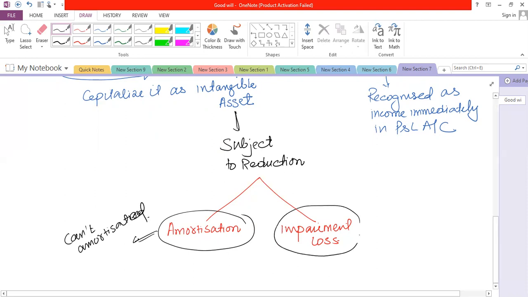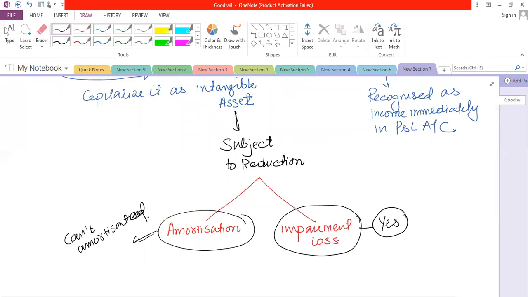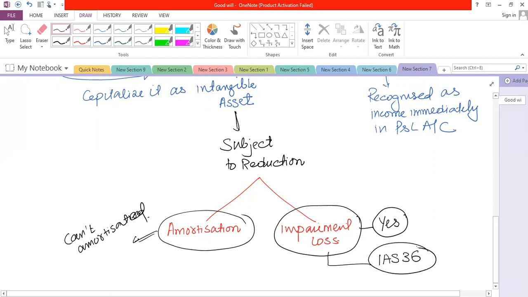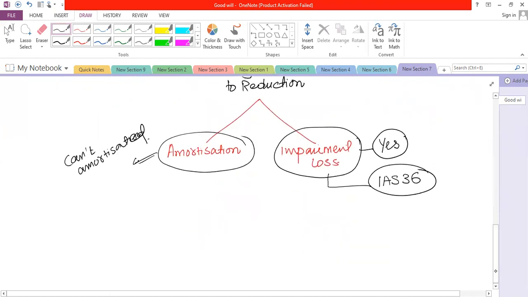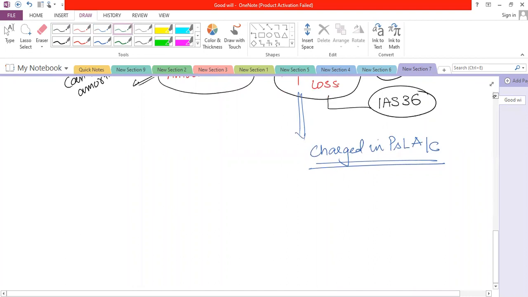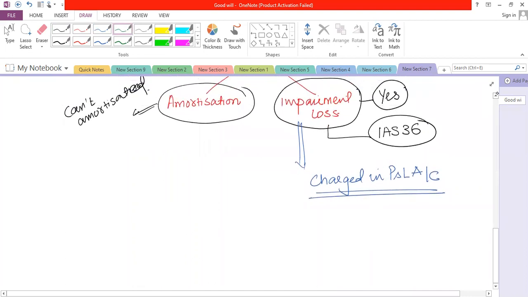So there is no systematic reduction of the capitalized goodwill or purchase goodwill. But as far as impairment loss is concerned, yes, it is possible that your goodwill might be reduced due to some impairment losses, due to some damage or some external event that affects the value of your goodwill. If so, you have to measure it as per IAS 36. The common treatment of impairment loss is that it is charged as an expense in the profit and loss account. Sometimes impairment loss might be adjusted against revaluation surplus in IAS 36, but in the case of goodwill impairment, it is always charged in the profit and loss account.